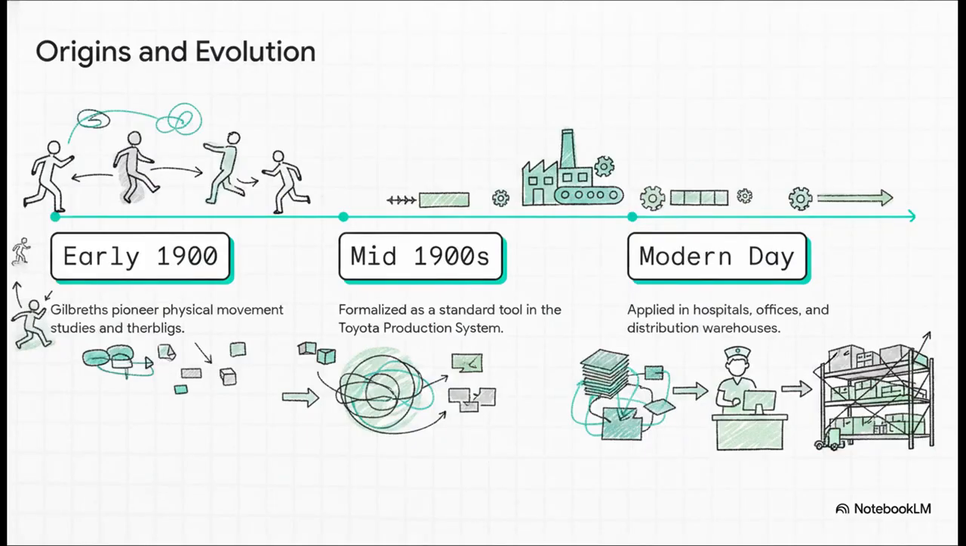Tracing its intellectual roots really proves that this is a time-tested, rigorous methodology. It actually dates all the way back to the early 1900s, with Frank and Lillian Gilbreth's pioneering motion studies, and their Therbligs, which is just a fancy word for a taxonomy of elemental body motions. Fast forward a bit to the mid-20th century, and it was formalized and popularized by the Toyota Production System as the standard way to expose waste during Kaizen events. And today, wow, it has spread way beyond manufacturing floors. You'll find it optimizing nurse travel paths in hospitals, streamlining document flow in administrative offices, and reorganizing massive distribution warehouses.